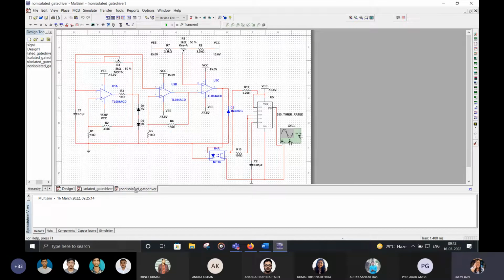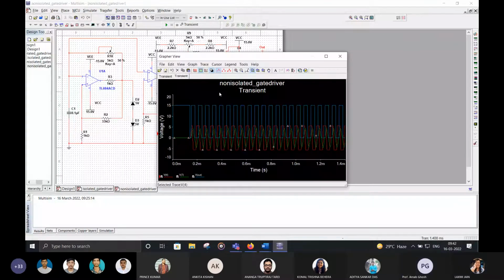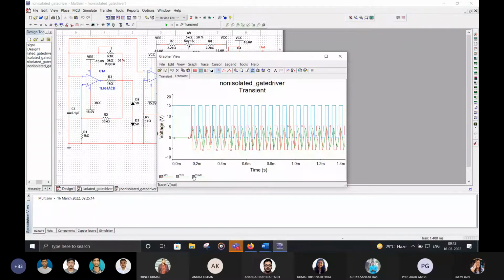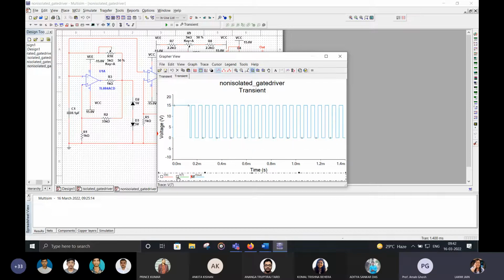And this one is for non-isolated. This one is from the first op amp, this value is from the second one, and this is from the third one.